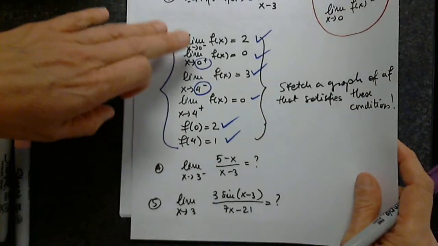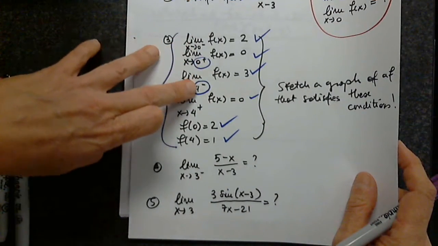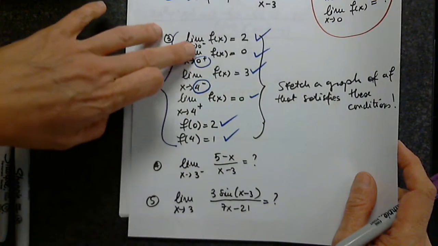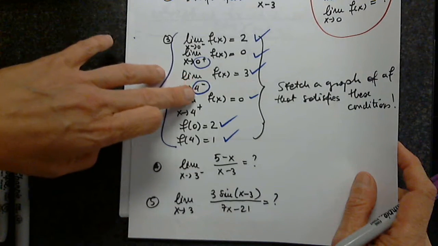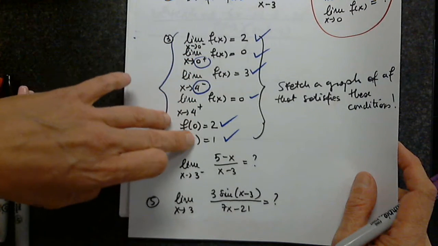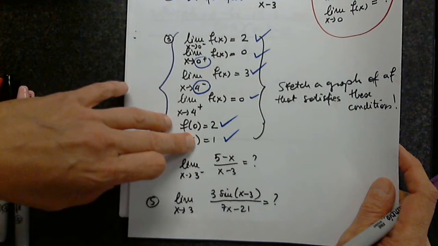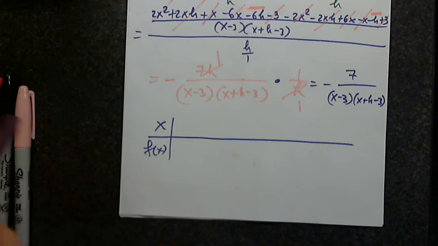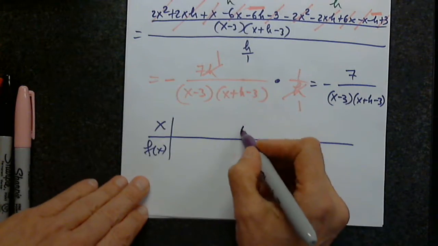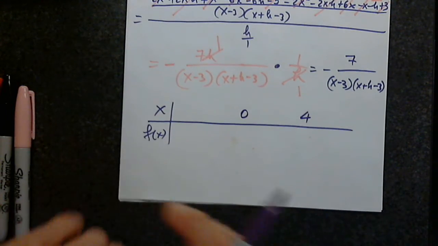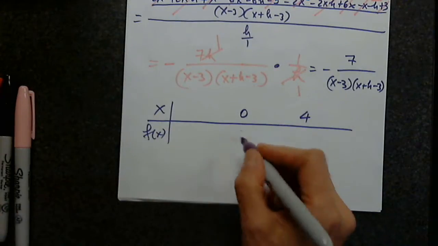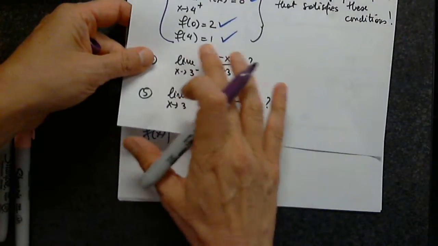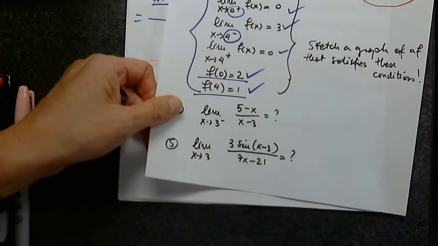So first of all, I'm looking at this and I only see 0 and 4. I don't see anything else. So the action is around 0 and 4. I don't care for any other number. I would not put in the chart any other number but 0 and 4. Then I see that f of 0 is 2. I see that f of 4 is 1. So I'm done with these two.